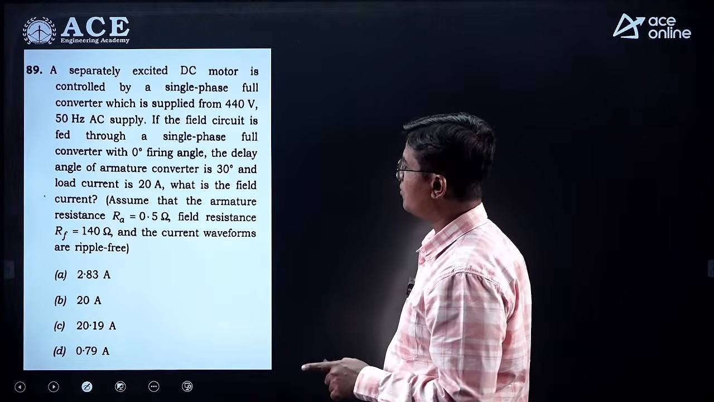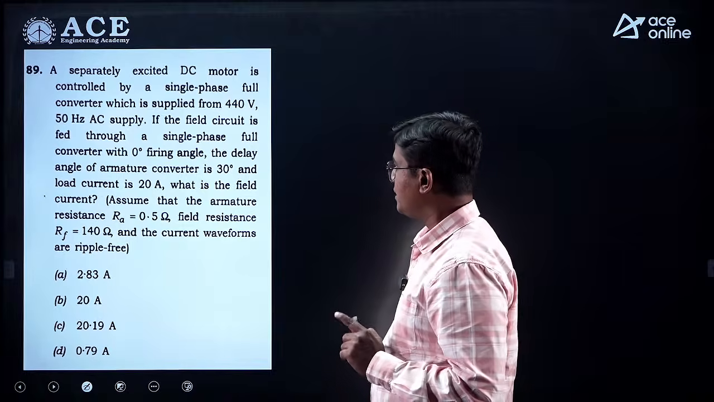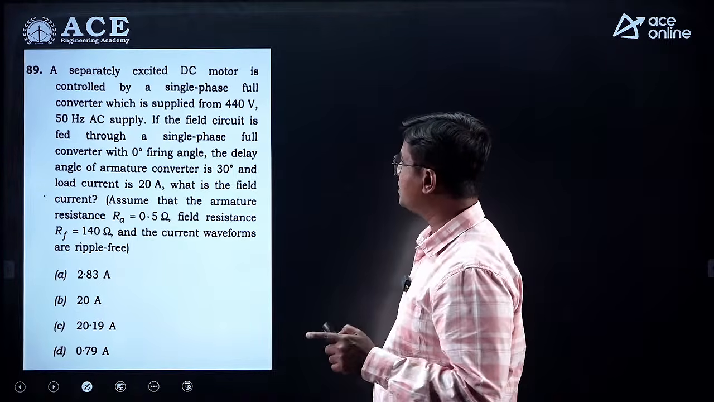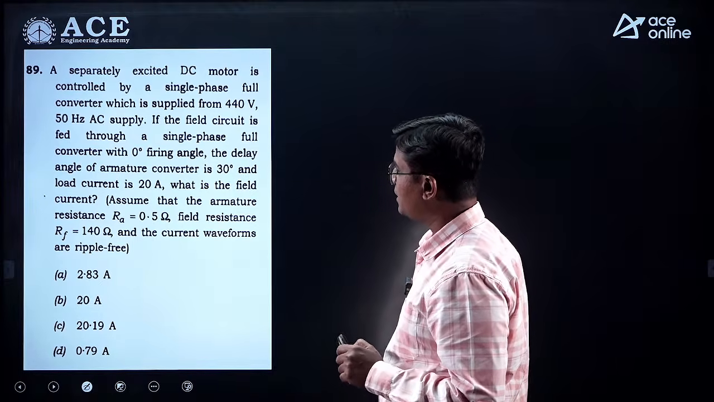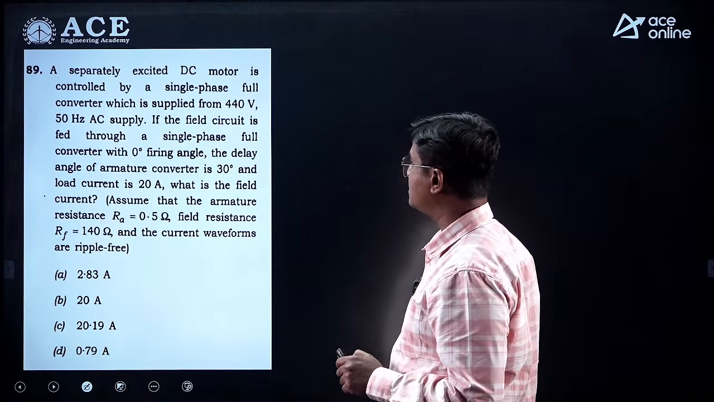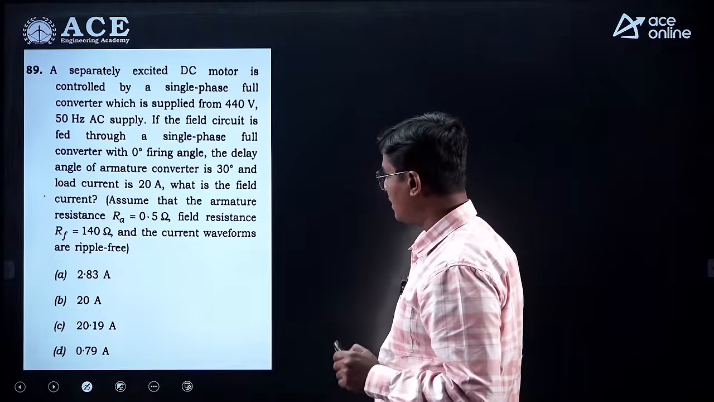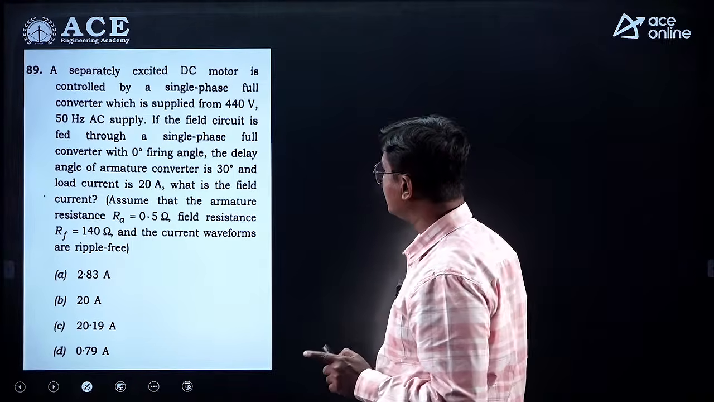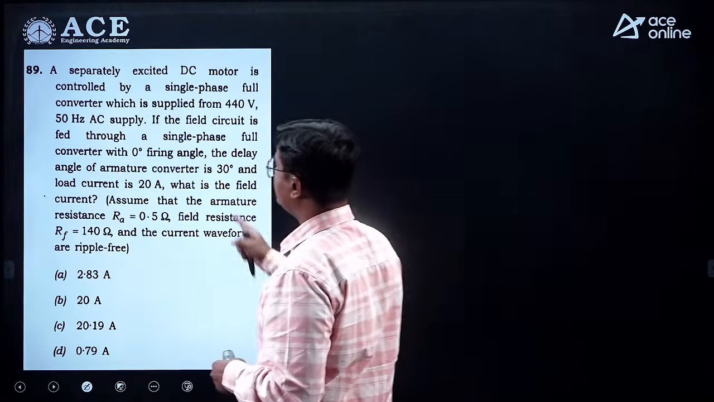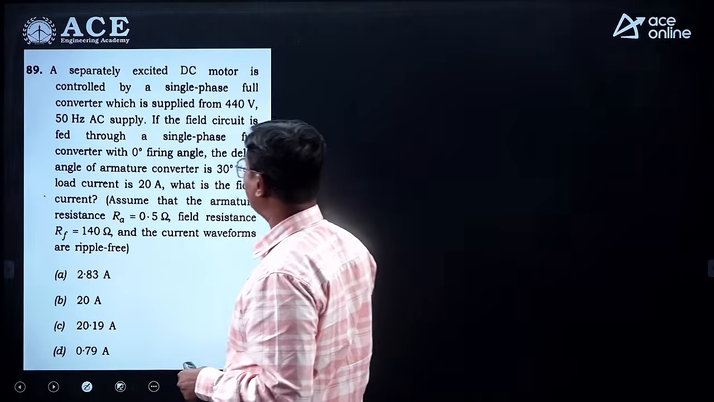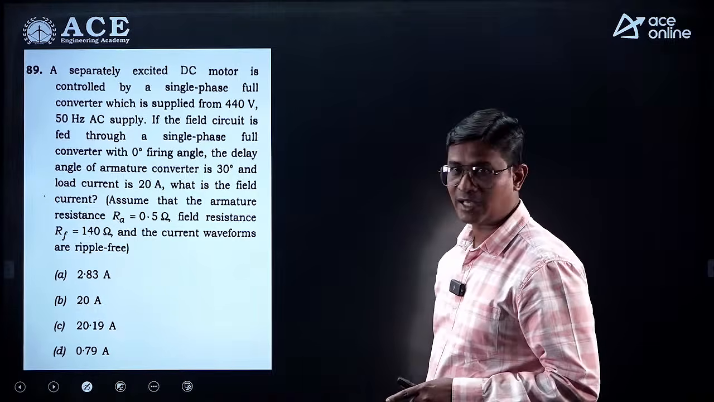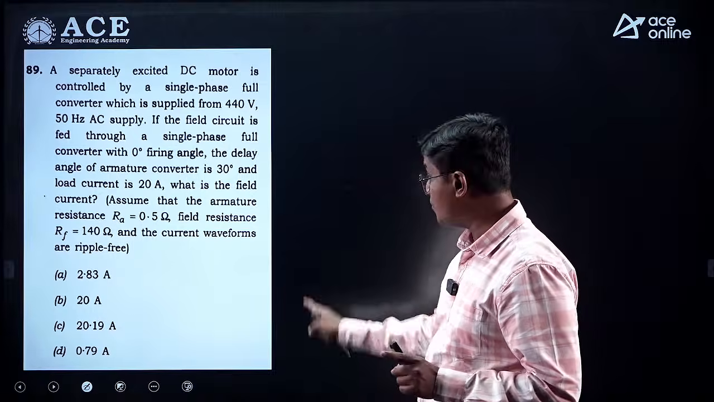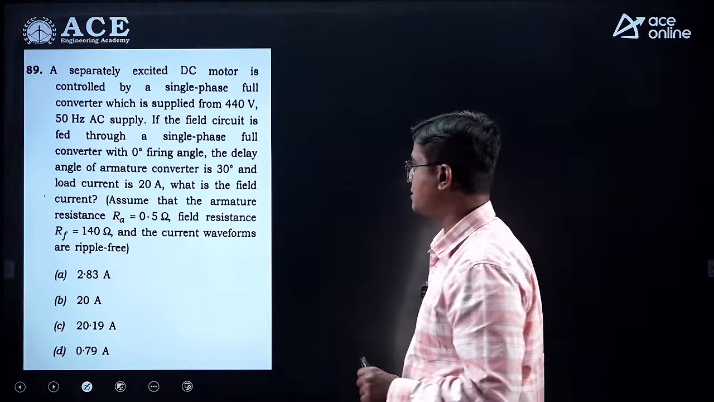Next, a separately excited DC motor is controlled by a single phase full converter which is supplied from 440 volt 50 Hz AC supply. If the field current is fed through the single phase full converter with a 0 degree firing angle, the delay angle of the armature converter is 30 degree and load current is given as 20 ampere. What is the field current? They are asking for the field current, and here it is given that my field is fed through the single phase full converter, but alpha is 90 degree and the current waveforms are ripple free.